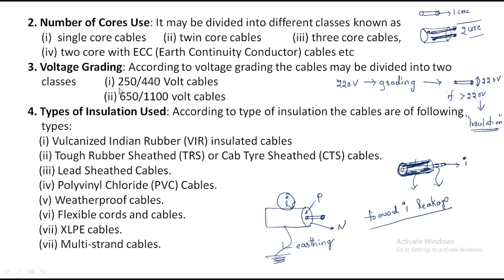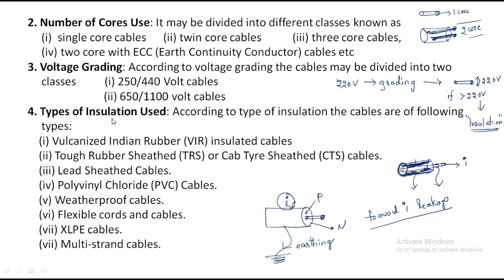they are divided. First is 250/440 volt cable. 250 is for single phase, 440 volts for three phase cables. Second, 650/1100 volt cables. 650/1100 is also one of the voltage ratings of cables. Understand? Third point is voltage grading, that is 250, 440, 650, 1000 volts.